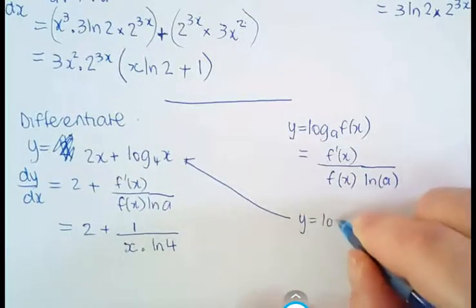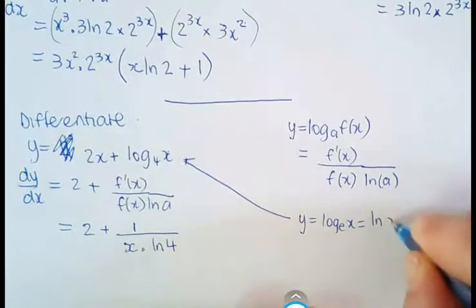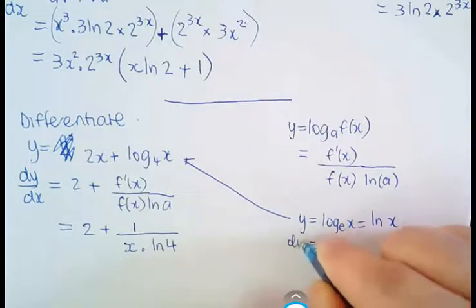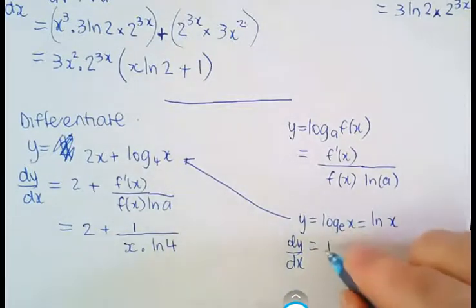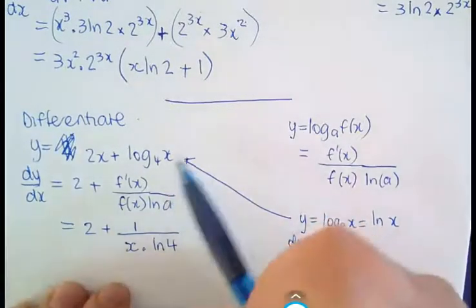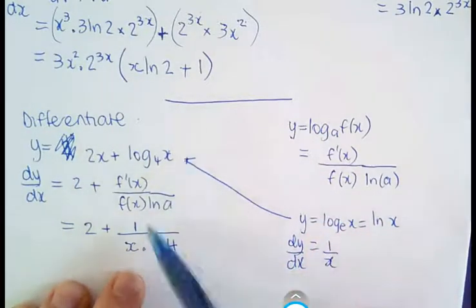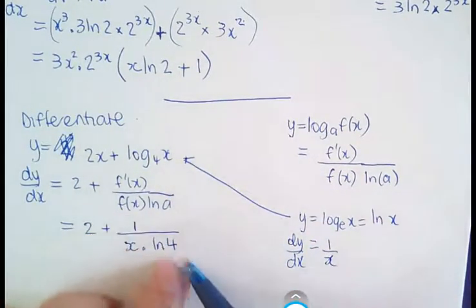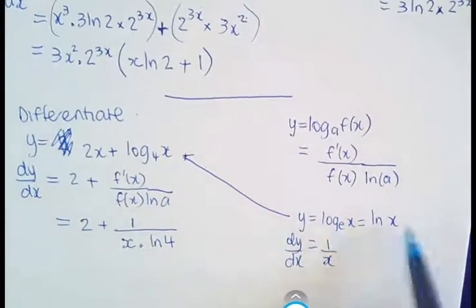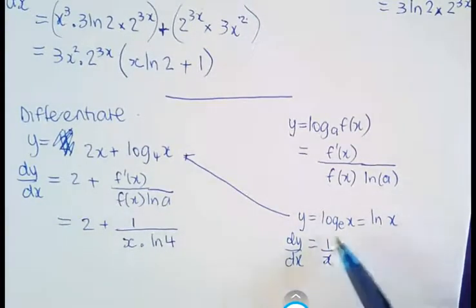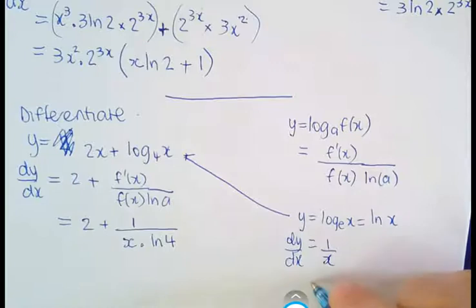Now when you look at that, if I ask you to differentiate y equals log to the base e of x, or ln x, what's the derivative? What's the derivative of ln x? We did it yesterday. 1 on x. Okay, so can you see you've got log to the base 4 of x. The derivative is 1 on x times ln 4 because I don't have e. It's very similar to what you were doing yesterday. So this is what you were doing yesterday, differentiating ln x, and you were getting 1 on x. All right, yes?